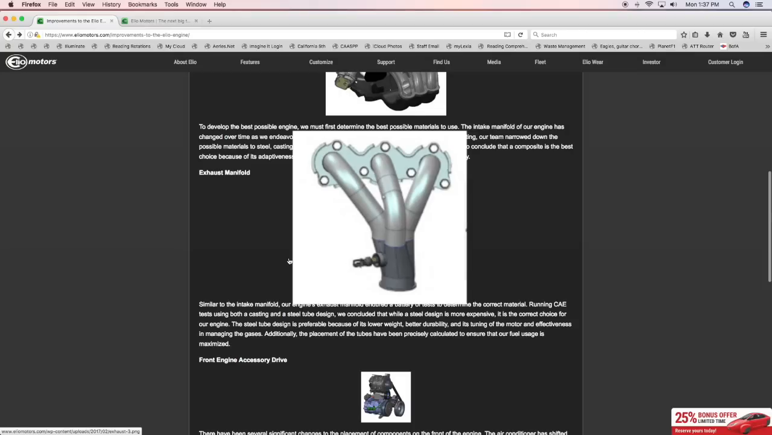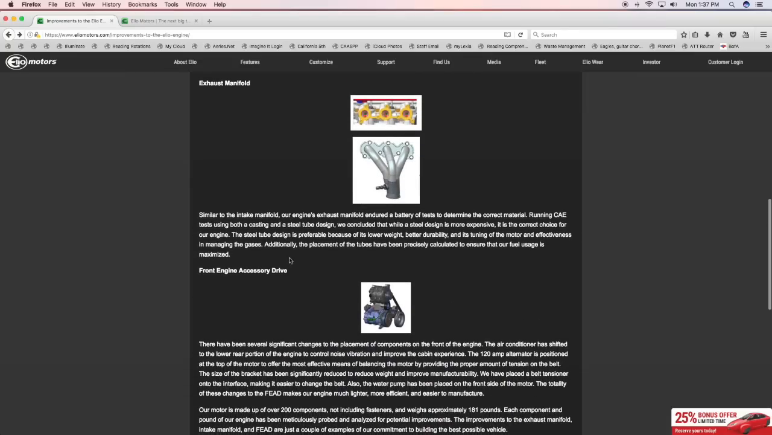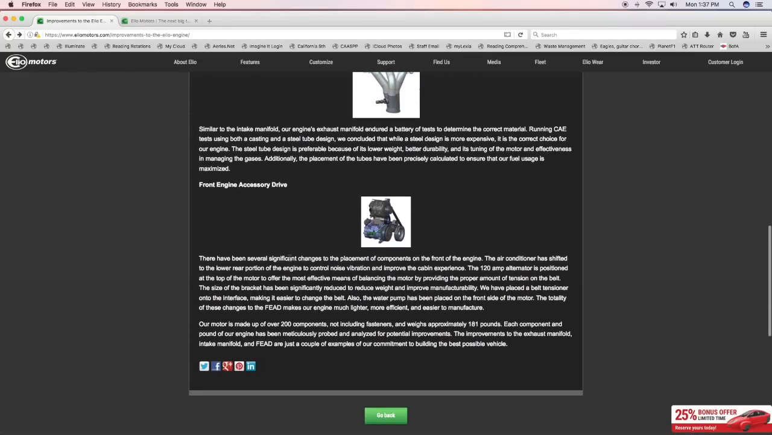So the placement of the tubes has been precisely calculated to ensure that our fuel usage is maximized, because that is the biggest selling point of the Elio, right? The super high miles per gallon. So I'm down with that. And then the last part that they talked about is the front engine accessory drive.